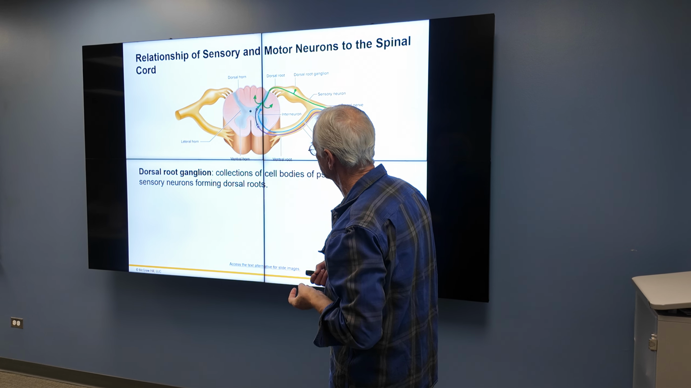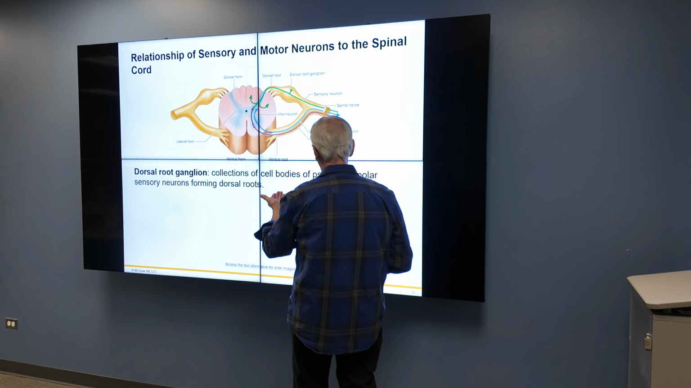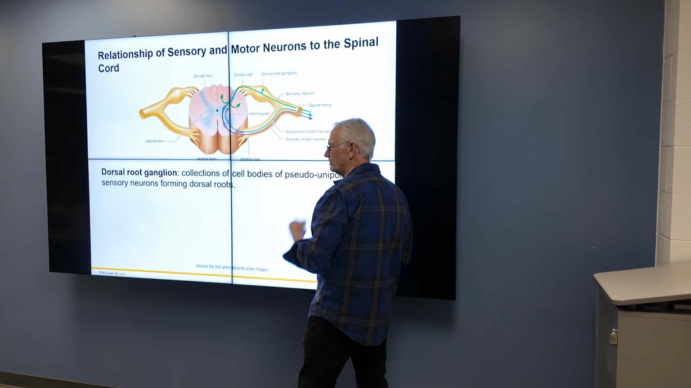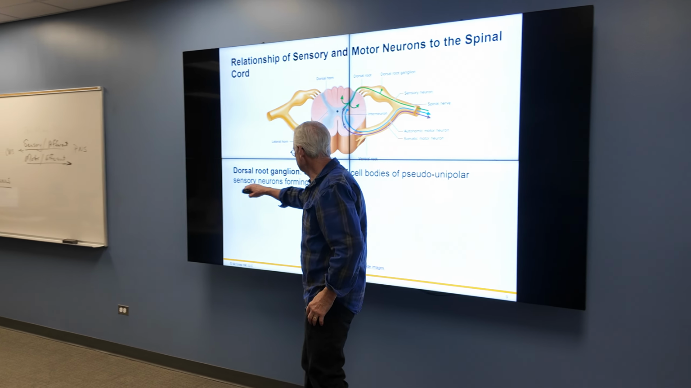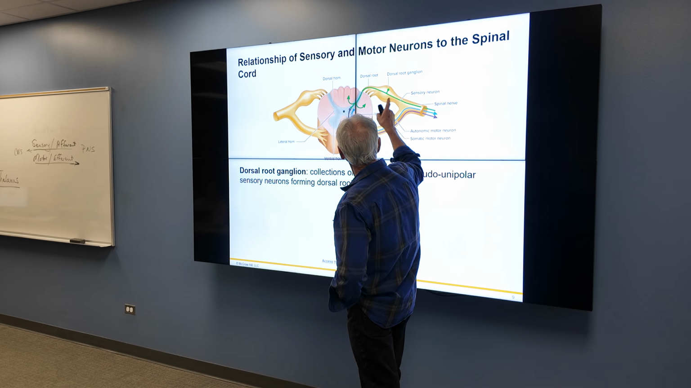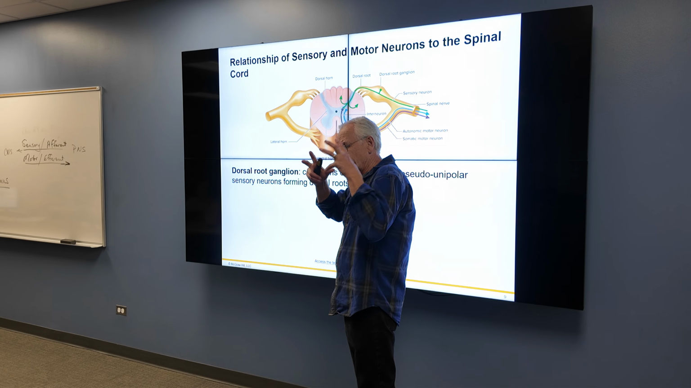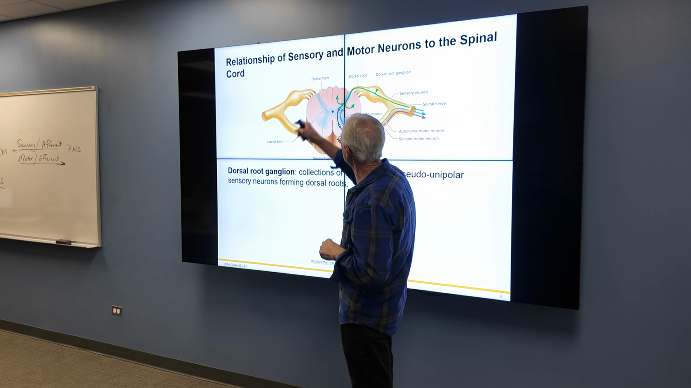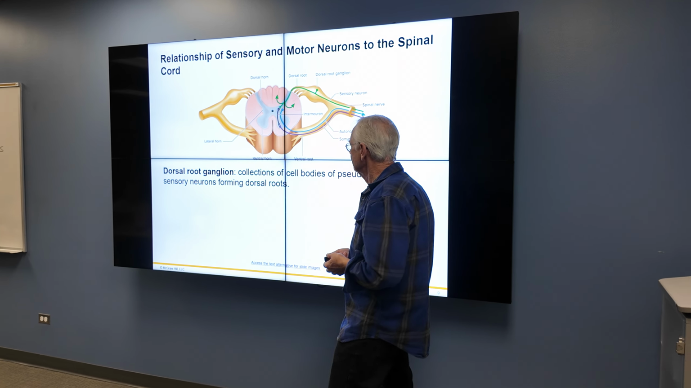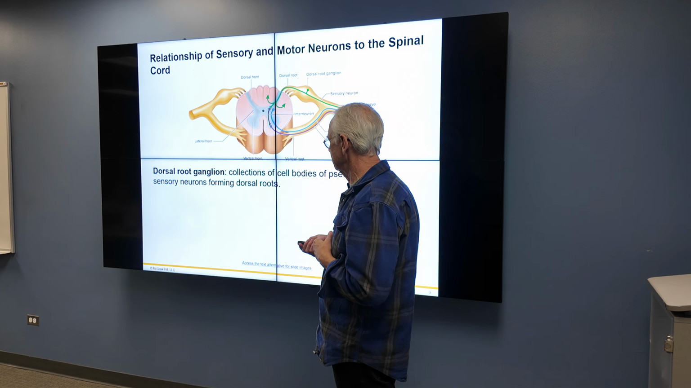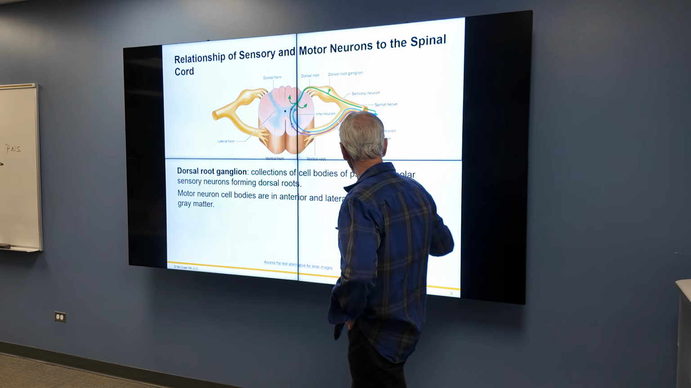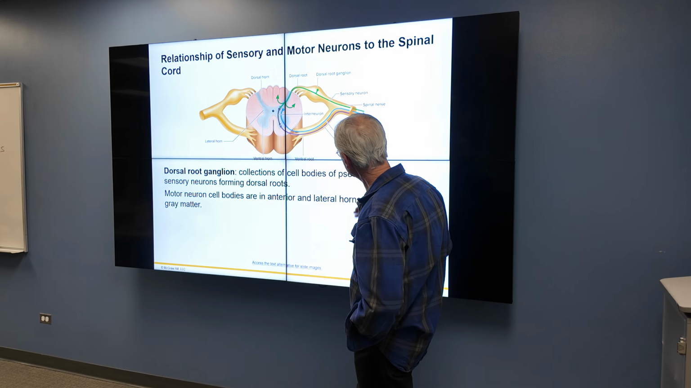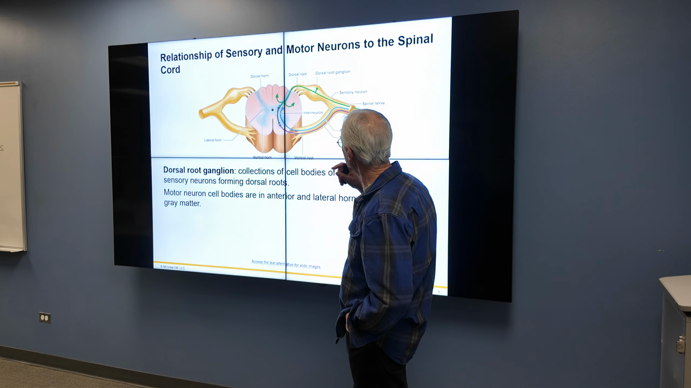So let's see what goes on. Dorsal ganglion, collections of cell bodies of pseudounipolar sensory neurons, forming these enlargements, these bubble-like structures on this dorsal root back here, posterior. We say that those are the dorsal root ganglion. The motor neuron cell bodies are in the anterior and lateral horns of the spinal cord. The anterior and the lateral, okay?